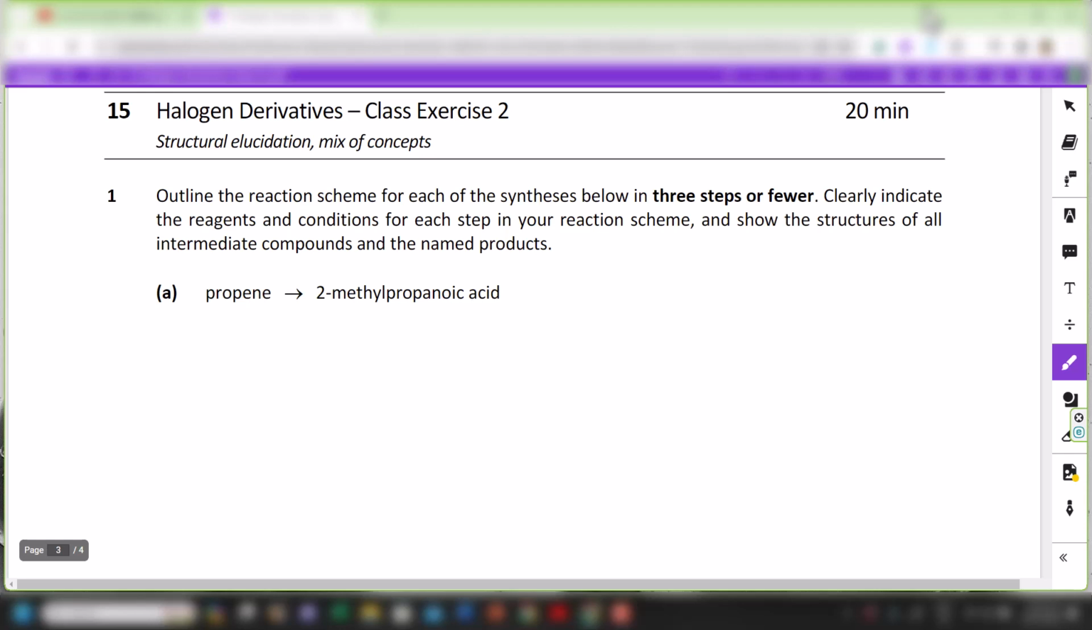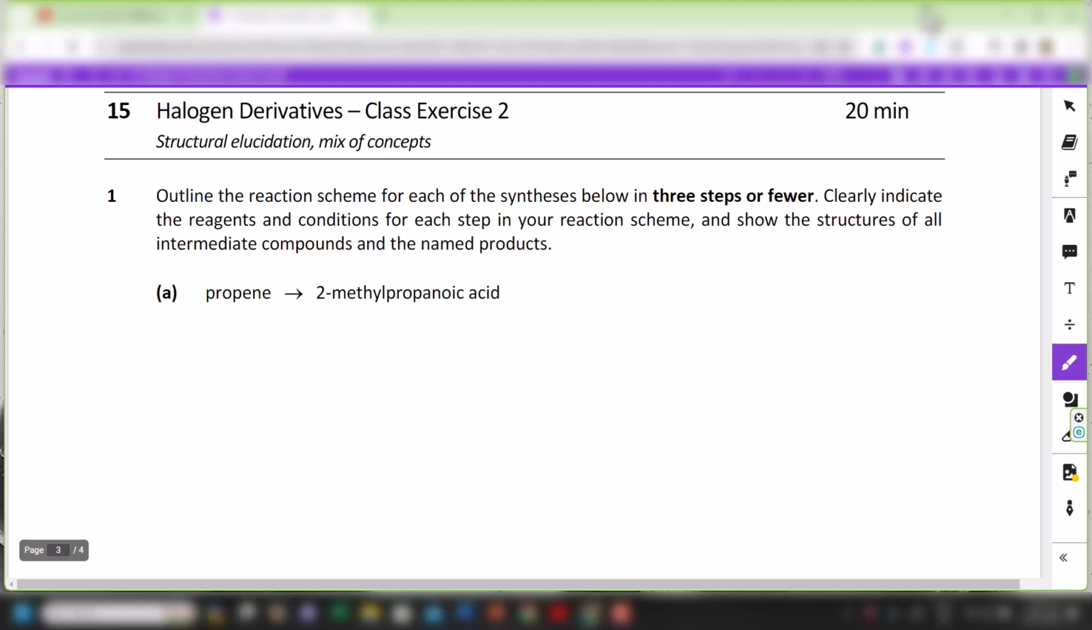Hello students, we are going to look at halogen derivatives class exercise 2. This particular class exercise allows you to have a glimpse of one type of question that will often come out for exam, that is synthesis.